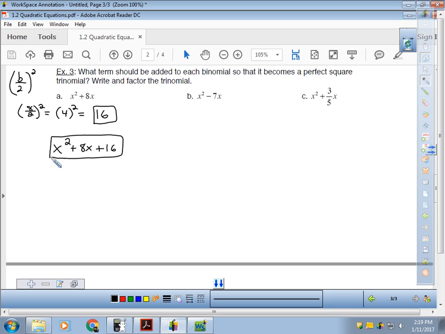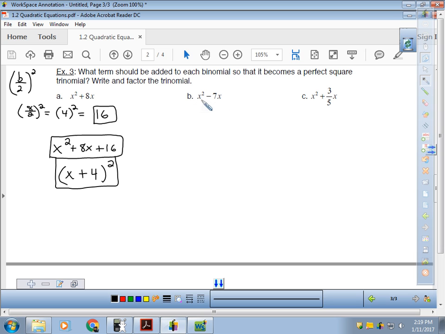Okay? And then it asks us to factor it. When we factor it, you know it's going to be a parentheses with a square. You know it's going to be an x there. Now, what goes in here is whatever was in this parentheses. So in this case, in the parentheses was a positive 4. So we put a positive 4 right there, and that's what it would look like factored. So this is what we needed to add. We needed to add 16. Once we added 16, then it would factor just like this.